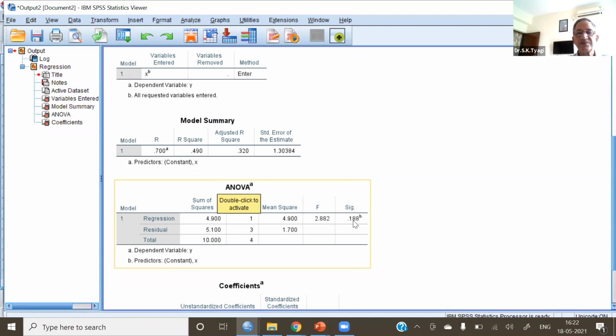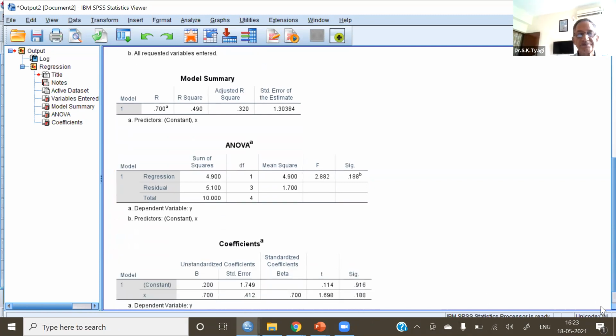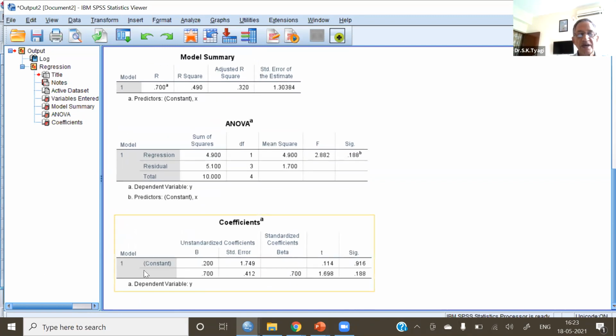Now, the significance value we cannot calculate manually. It is 0.18. We can see the critical value of F from the F table. And what are the coefficients? The coefficient of X, or regression slope, is 0.7 and the y-intercept is 0.2. The regression equation is 0.1 multiplied by X, and it is not significant.